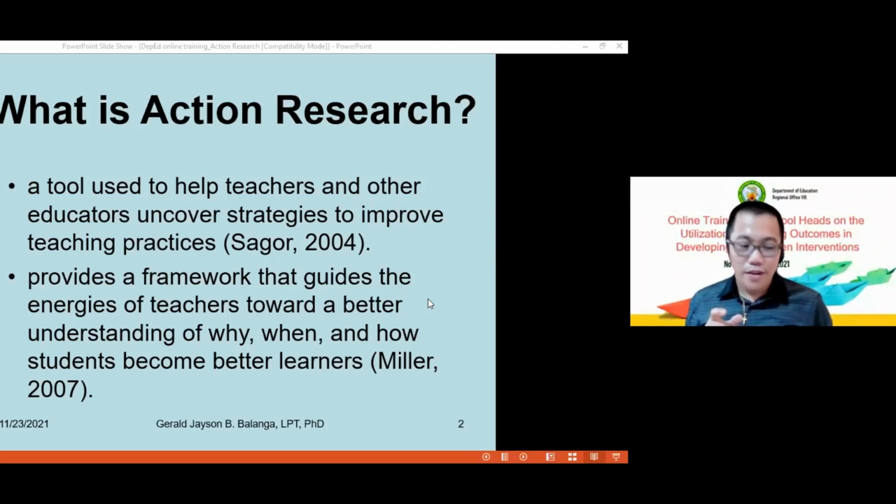No? That's why I would really encourage all of you to really profit out of this training, not financial, but the ability to mentor your teachers when you meet them again in school. No? Okay. So, an action research will provide a framework so that teachers will understand why, when, and how students become better learners.